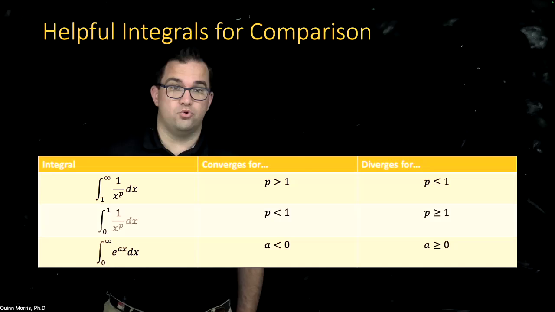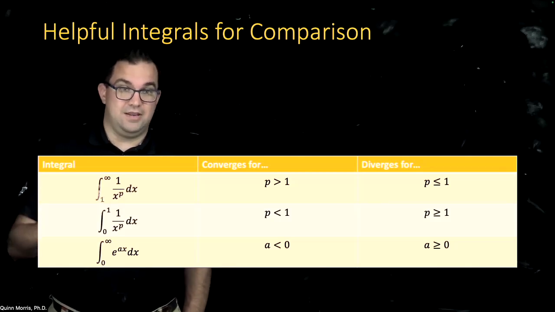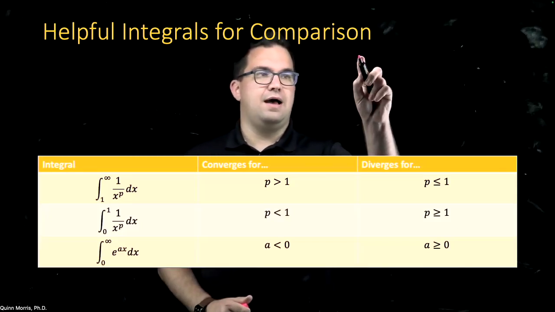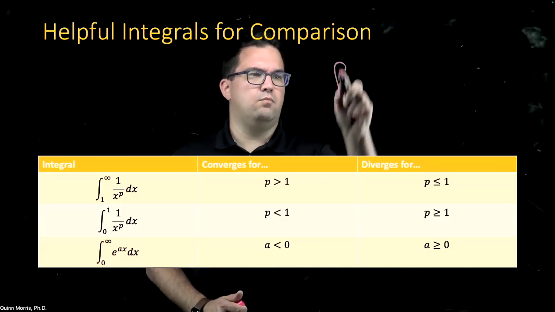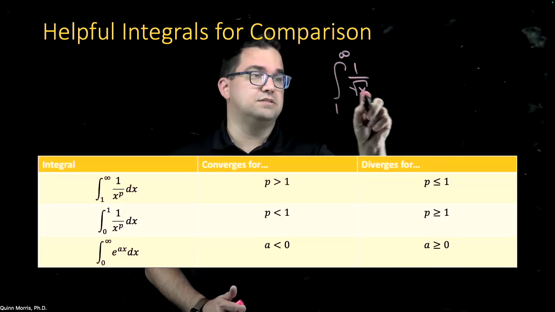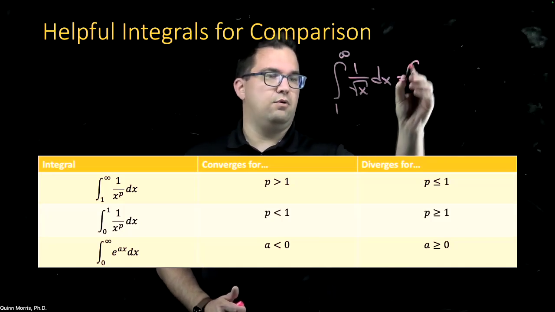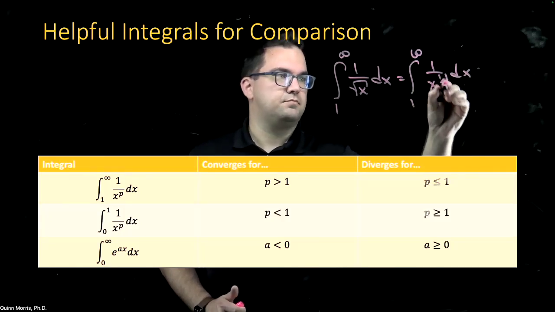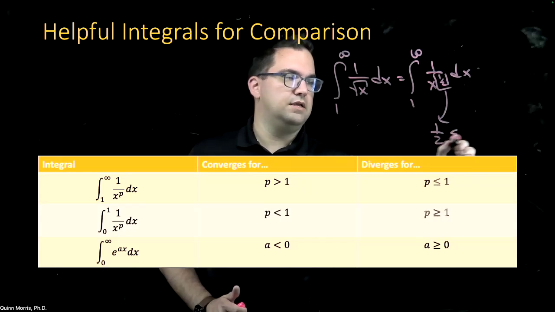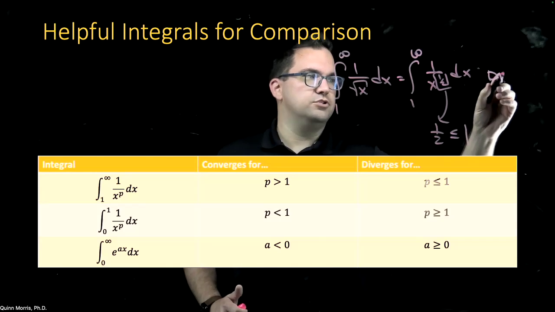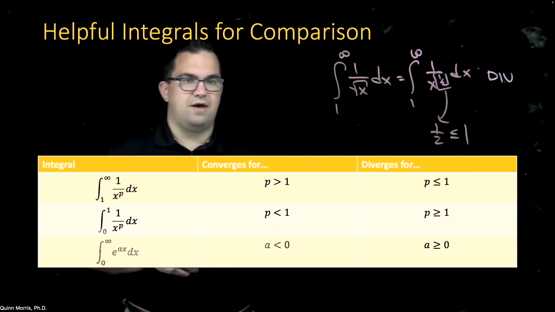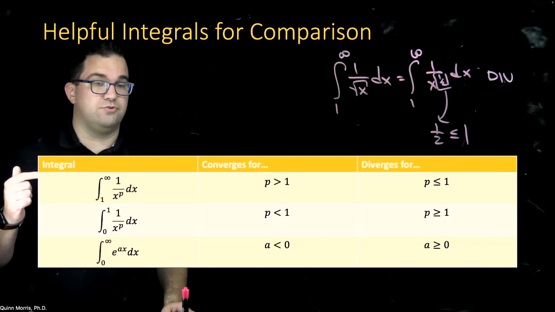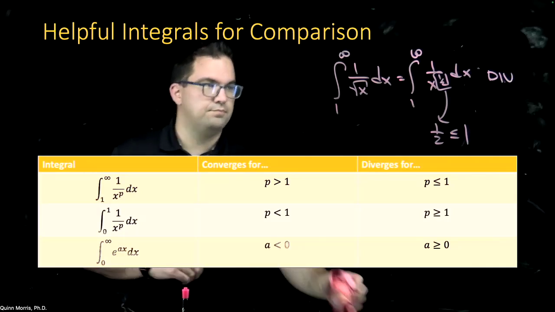This is something that you can show directly just using the definition and integrating, but it's nice to have these for reference. So for example, if I am asked what happens to the integral from 1 to infinity of 1 over square root of x dx, I look at that and say, well, that's really the integral from 1 to infinity of 1 over x to the 1/2 dx. This power here is less than or equal to 1, so this diverges, because my table tells me that if I have the integral from 1 to infinity of 1 over x to the p, and my power p is less than or equal to 1, then that's going to diverge.